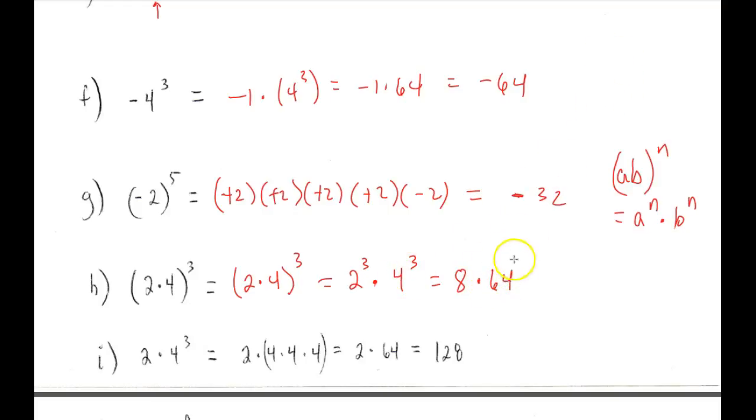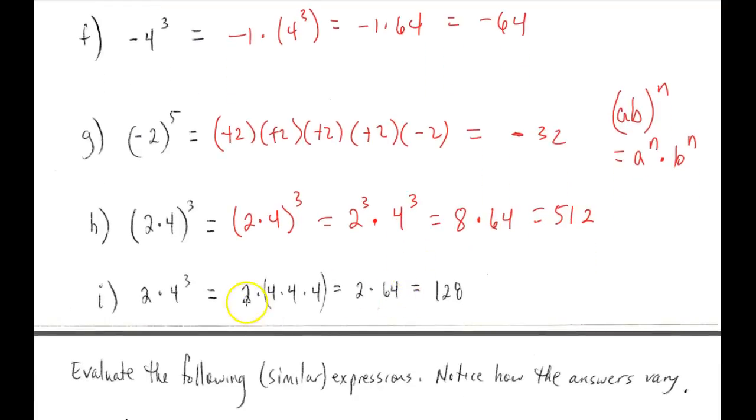Okay, so if we multiply 8 times 64, we should get 2 times 4 raised to the 3rd. That should be 512. Okay, and of course we see that if we don't put the 2 times 4 in parentheses and just leave it like this, we see how the answer drastically changes.